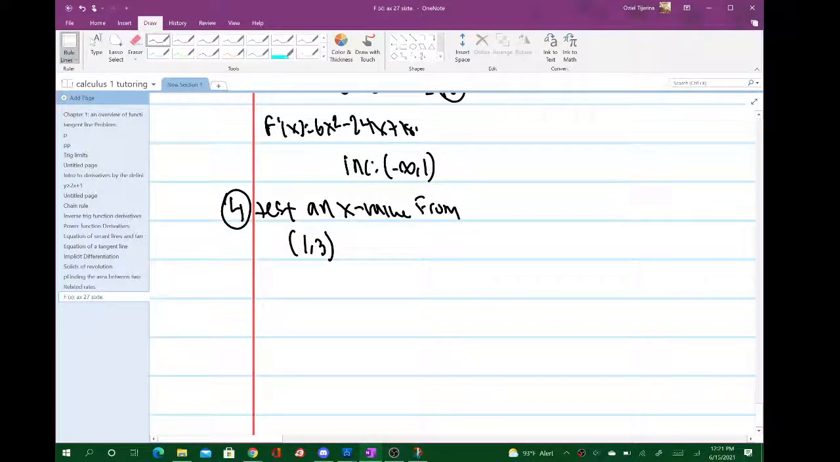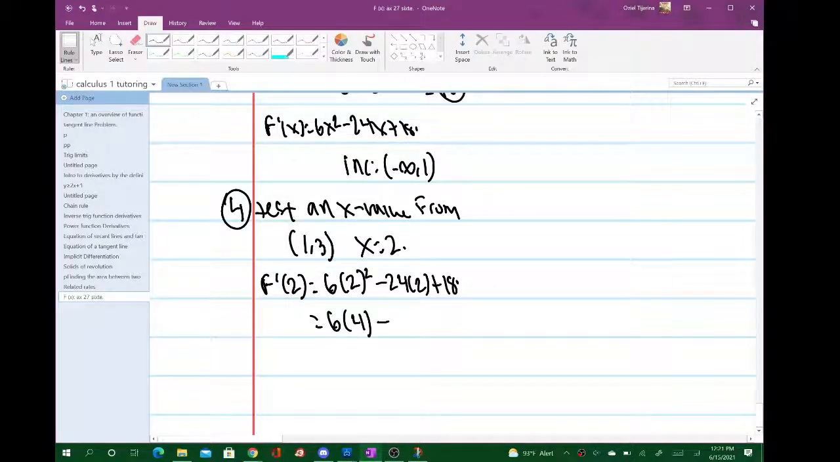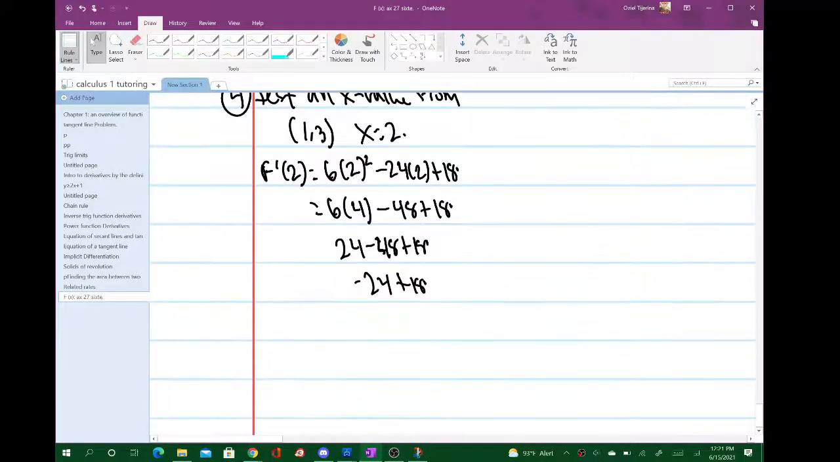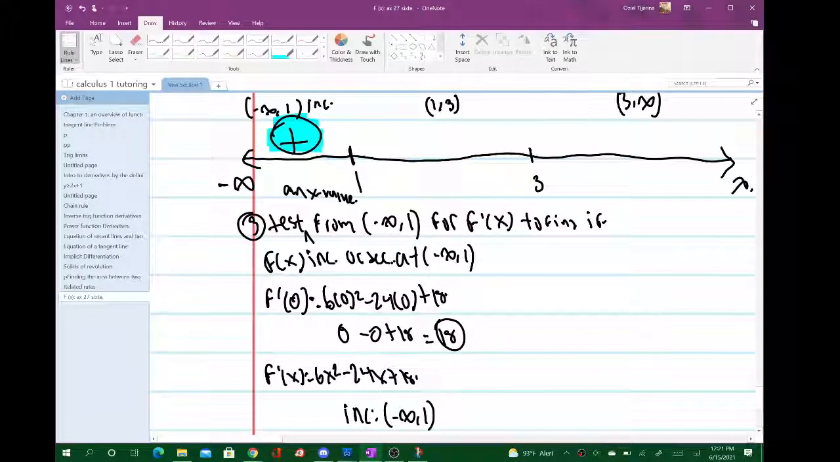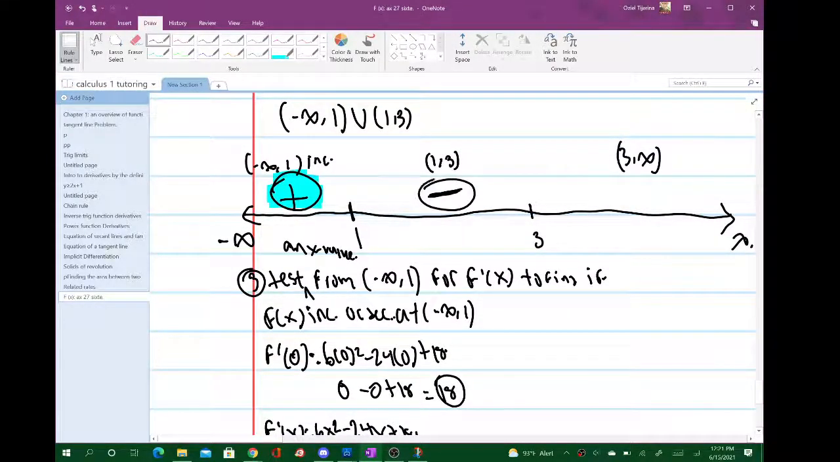Like the interval from 1 to 3. So we can choose x equals 2. So f prime of 2 is going to be 6 times 2 quantity squared minus 24 times 2 plus 18. This gives us 6 times 4 minus 48 plus 18. This is 24 minus 48 plus 18. So this is going to be negative 24 plus 18. So we already know it's going to be a negative number. So up here we put negative right here. Okay, this is negative.